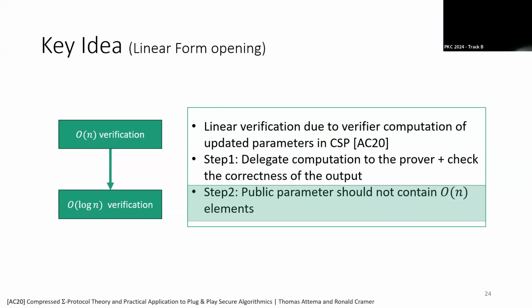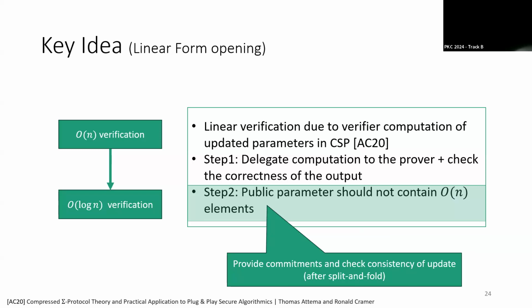Now let us take a look at the second step. The public parameters should not contain any order n-length elements. For that, pretty simple. We provide commitments instead. And since the public parameters also go through the same split and fold updates, we use the same techniques that we saw before to just ensure that those updates are fine.